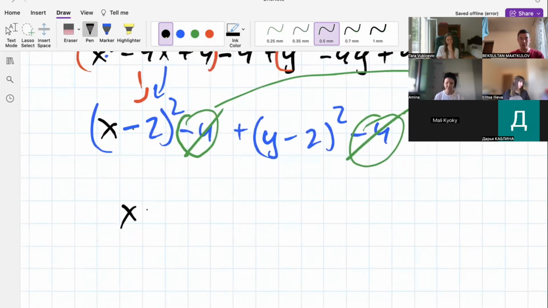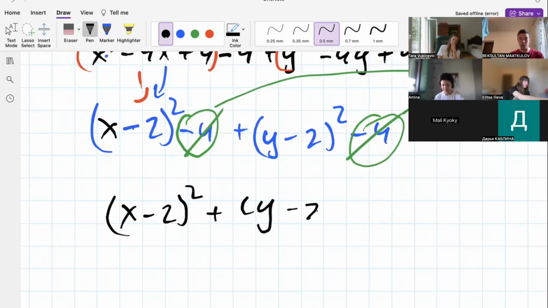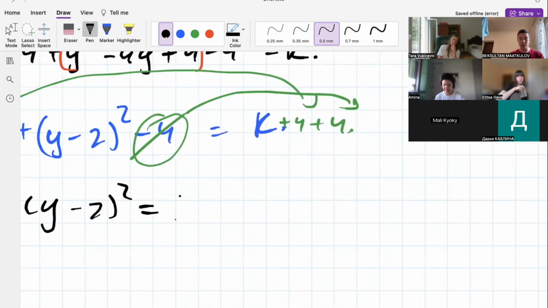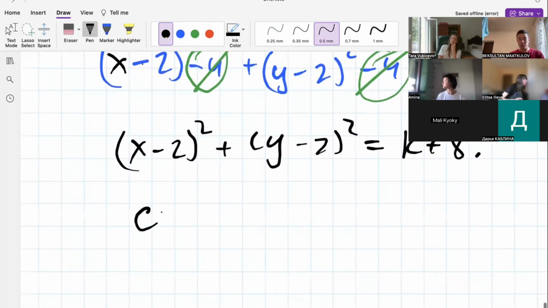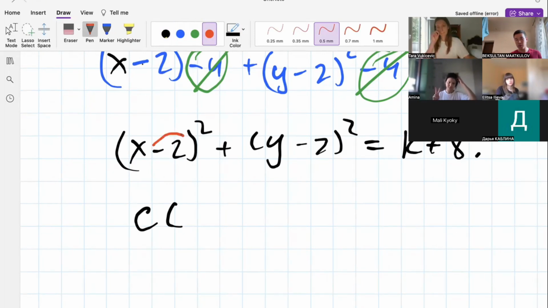Okay, now you have (x − 2)² + (y − 2)² = k + 8. What is the center of our circle in this case? How do we find the center? 4 and 4? Not really. It is not 4, because you have to look for this number. It's 2 and 2. So in this case, you have negative 2 inside of the expression.